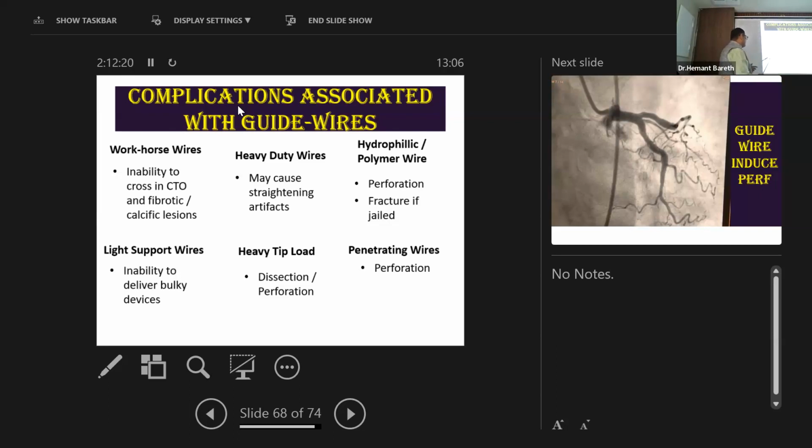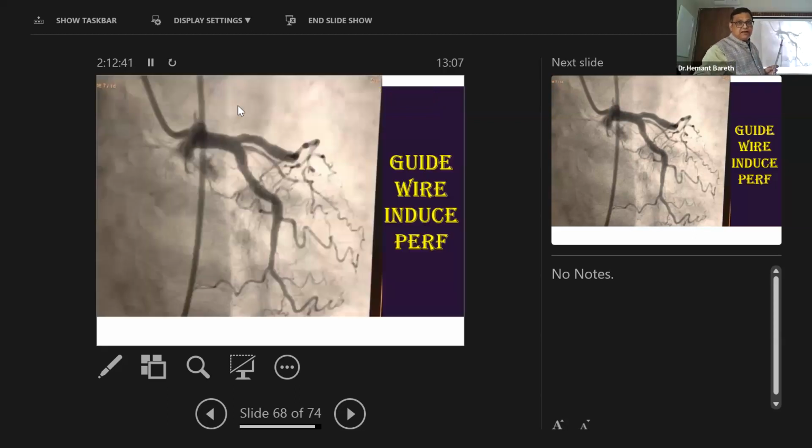With light support wire, the main problem will be inability to deliver bulky devices. Heavy tip load wire, because the tip is heavy, it can cross through the vessel wall and can cause dissection or perforation. And penetrating or tapering tip wires, again same problem, you can have perforation. So these are some of the complications, and I would like to show you some of them.